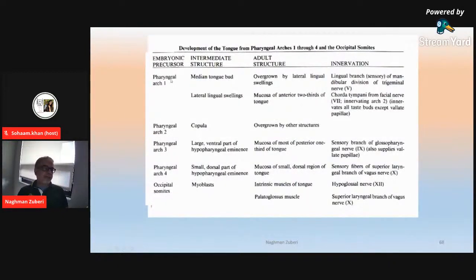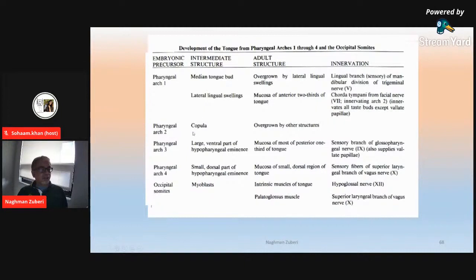Well, pharyngeal arch one: the embryonic precursor, intermediate structure, is the median tongue bud, adult structure overgrown by the lateral lingual swelling, and innervation is the lingual branch, sensory, of the mandibular division of the trigeminal nerve. As well as not the median tongue bud, but the lateral lingual swellings as well. Mucosa of the anterior 2/3 of the tongue is coming from that. Chorda tympani from the facial nerve, innervating arch 2, innervates all taste buds except the vallate papillae.